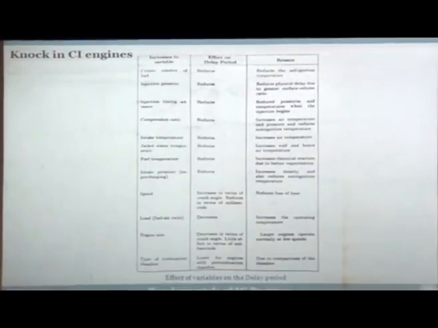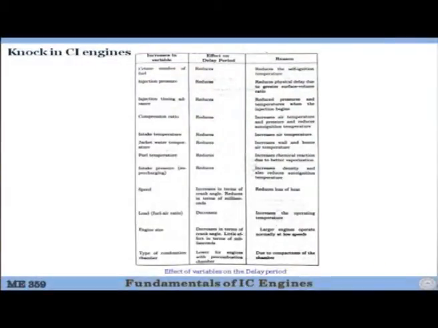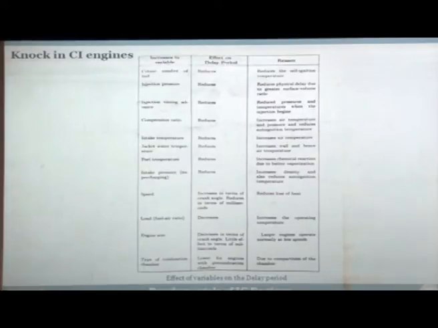Okay, so let's summarize the knocking in CI engines. An increase in variables such as the cetane number will obviously shorten the delay period. The higher the cetane number, the shorter the ignition delay, and this will lead to less knocking. What will be the effect on the delay period if the cetane number is higher? It will be less, and this reduces the self-ignition temperature.